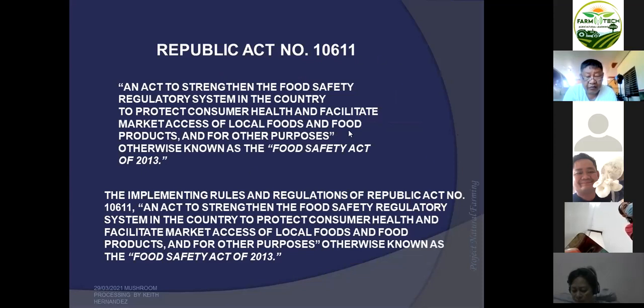Now, one thing that I want to stress out is the Republic Act number 10611. An act strengthening the food safety regulation system in the country to protect consumers' health and facilitate the market access of local foods and food products and for other purposes. Ito po yung Food Safety Act of 2013. Now, please review them. It's really just sanitizing. Yung paglinis po, no? Yung paghugas ng ating mga lalagyan. Dahil po kung may isa lang magkasakit dyan, kayo po yung liable. Kung wala tayong insurances, kung maliit pa lang tayo.